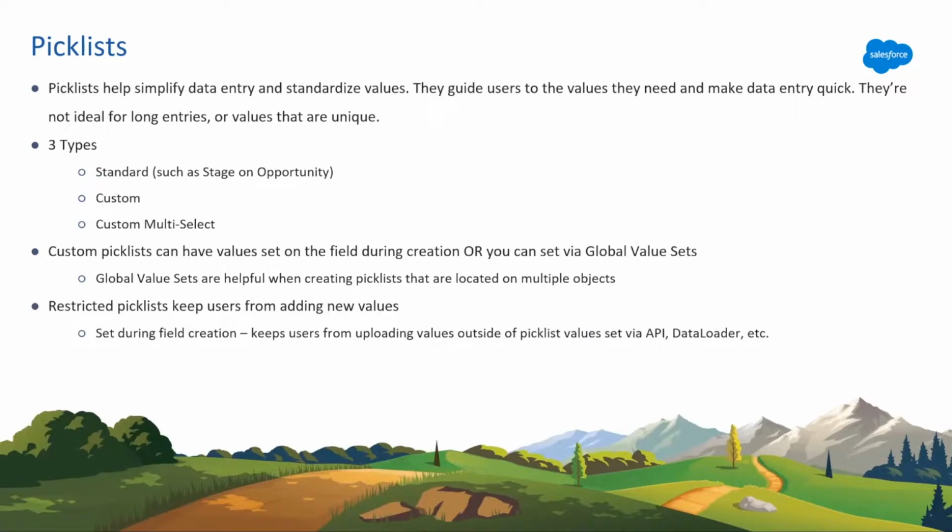You also have restricted pick lists. That's something you set when you're creating that field. You can determine whether there can be exceptions to that. So if you upload or enter via an API, will it allow values outside of what you have set as the pick list value set?